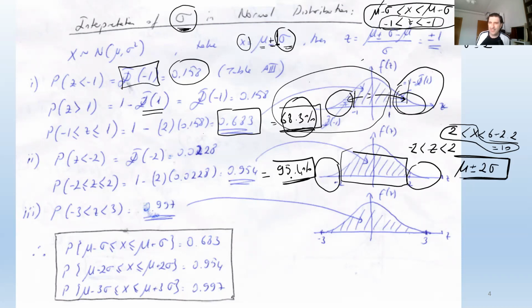But note that there is still a non-zero probability of being outside this range, and in normal distribution there's always going to be non-zero probability, because these x values, when you convert them to z, are going to decay to 0 probability only as z goes to plus and minus infinity.